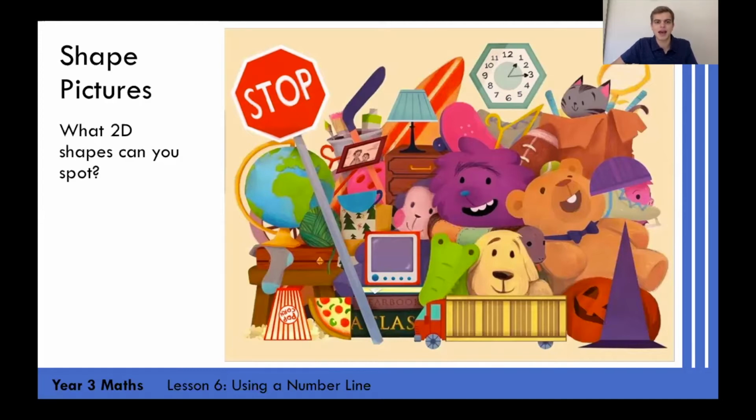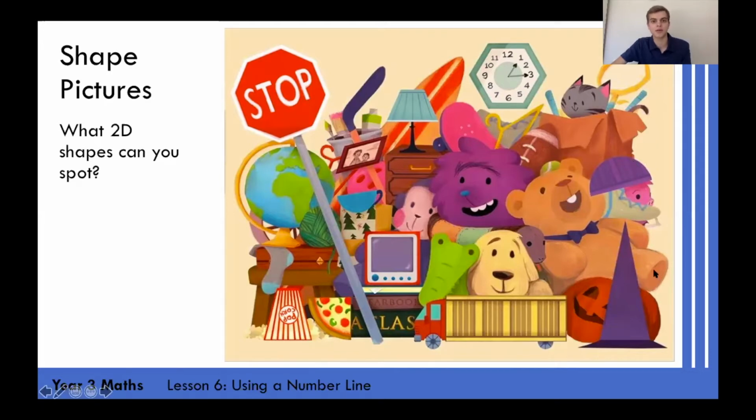Excellent. I wonder how many different 2D shapes you managed to find. I can see, looks like a square over here for that television at the front. And I can see a hexagon up here for the clock. It's got 6 sides, hexagon. I can see, let me have a look. I can see an octagon here on my stop sign, an 8-sided shape. And I can actually see some semicircles here as well, and a triangle.